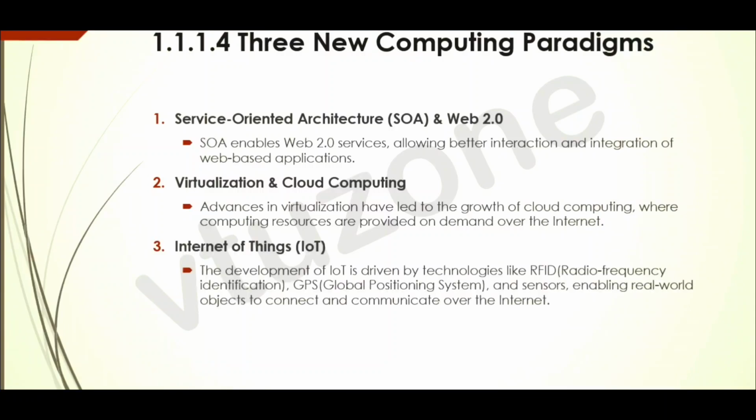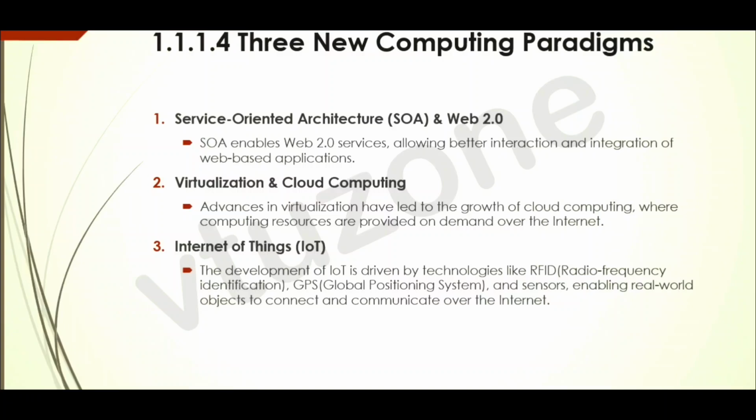The third one is Internet of Things, that is IoT. IoT works because of technologies like RFID, that is radio frequency identification, which is used for tracking items, and GPS, that is global positioning system, used for locations, and sensors used for collecting data. These technologies help everyday objects like smartwatches, home appliances and cars connect to the internet and communicate with each other, right? For example, a smart fridge can tell you when you are out of milk by sending a notification to your phone.